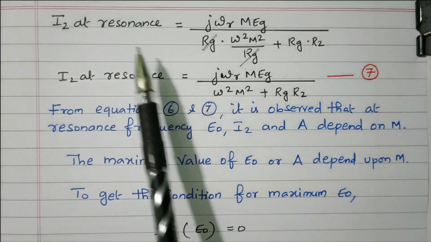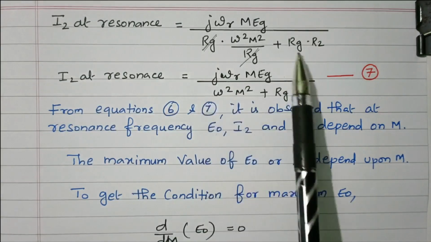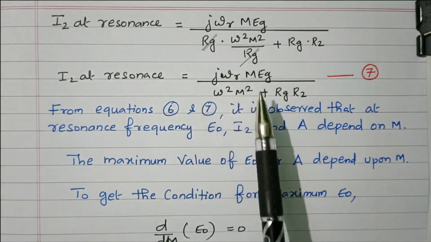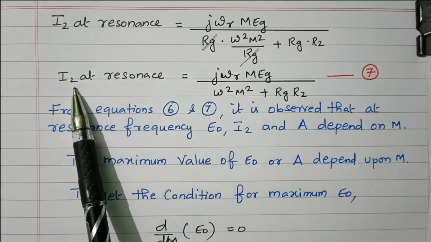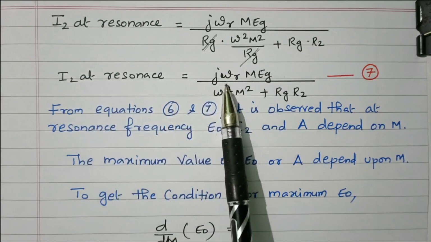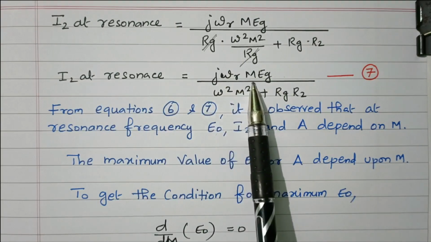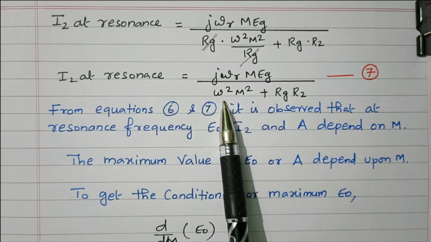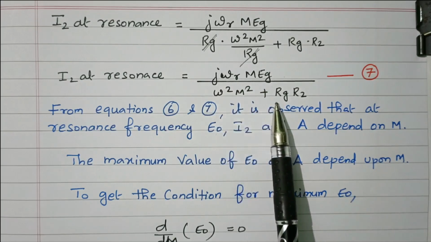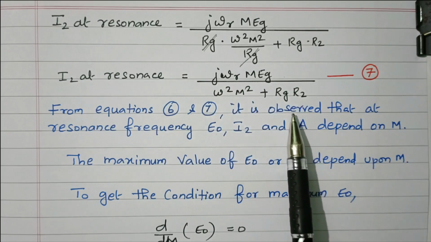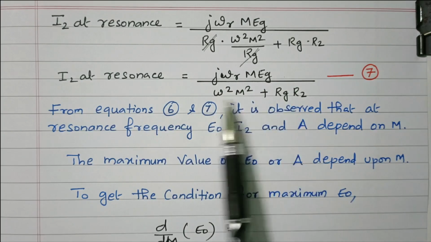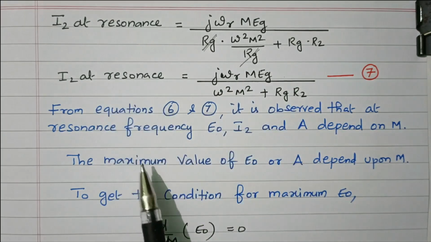So for I2 at resonance, this Rg is multiplied inside, so this Rg got cancelled. Finally we got I2 at resonance is equal to j omega R M Eg divided by omega square M square plus Rg into R2. So this is the current at the resonance, current I2 at the resonance.